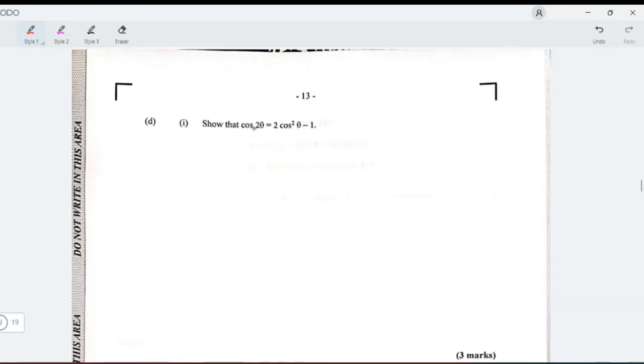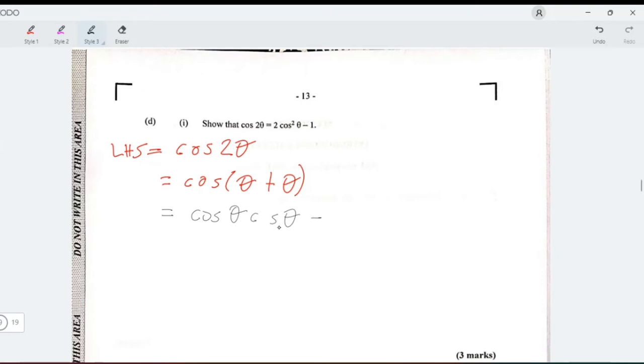This question says, show that cos 2 theta is this. Now, that's easy. Cos 2 theta, that's our left-hand side, is equal to what? We know cos 2 theta is the same as the cos of theta plus theta. Using the compound angle formula, this is cos theta cos theta minus sine theta sine theta. In that case, cos times cos is cos squared. So this is now cos squared theta minus sine squared theta.